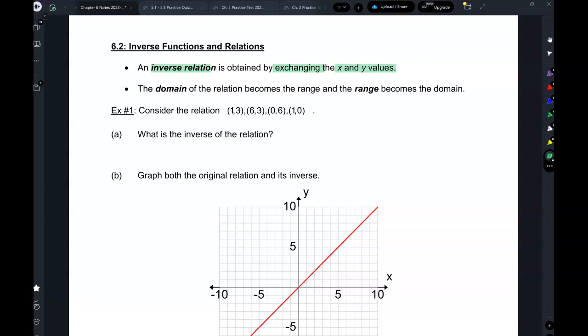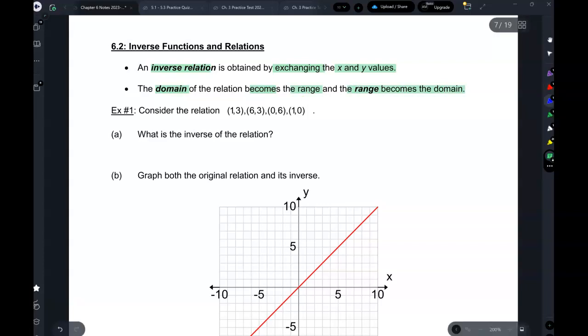That means, right? What is domain? Domain is all of the x values that exist for a specific function. Range is all of the y values that exist for a specific function. Now, if we look for the inverse and if we swap x and y, then everything related to x and y will also swap. So the domain of a relation becomes the range, and the range becomes the domain, right? So domain and range also switch.